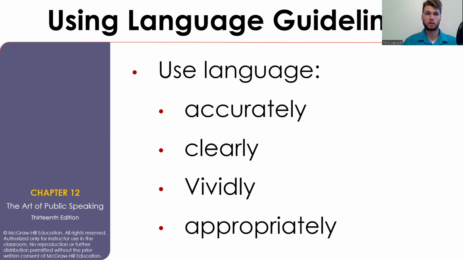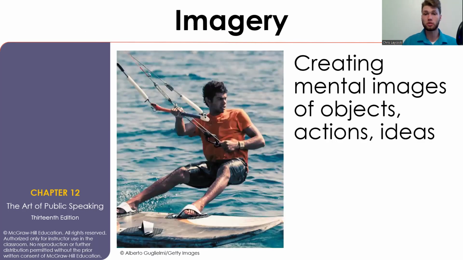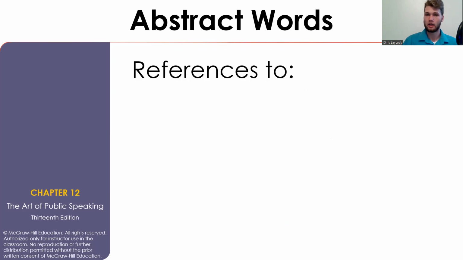So those are some guidelines on using language accurately, clearly, vividly, appropriately. Imagery: creating mental images of objects, actions, or ideas. Instead of just saying this person is wakeboarding, we can take it a step further by saying he rode the waves with intensity. You try to use words that really conjure up some type of picture for the audience that isn't just "he rode a surfboard." That's a very plain, very simple way of saying it.